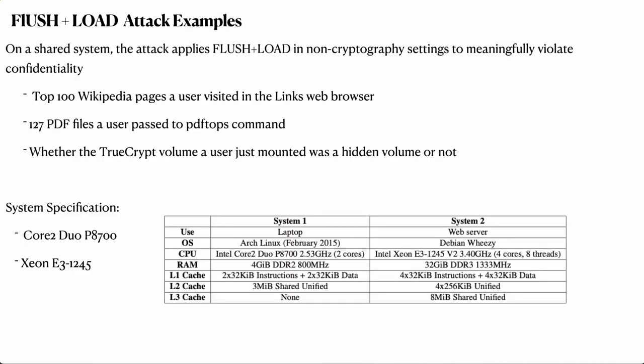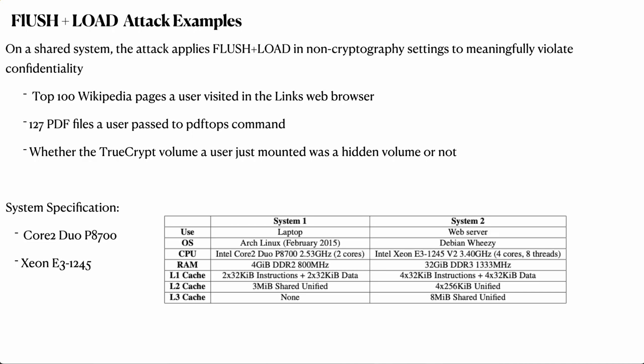Here are more real-world examples that were studied after this paper. We assume we have a shared system, and the attack applies Flush+Reload in non-cryptographic settings to meaningfully violate confidentiality. This paper did 3 different experiments. The first is to determine which of the top 100 Wikipedia pages a user visited in the Links web browser. The second is to determine which of the 127 PDF files a user passed to the pdftops command. And the last one is to determine whether the TrueCrypt volume a user just mounted was a hidden volume or not.